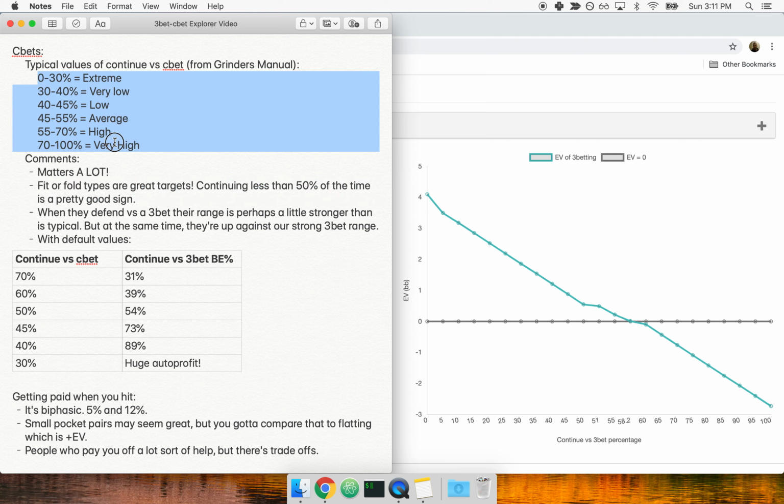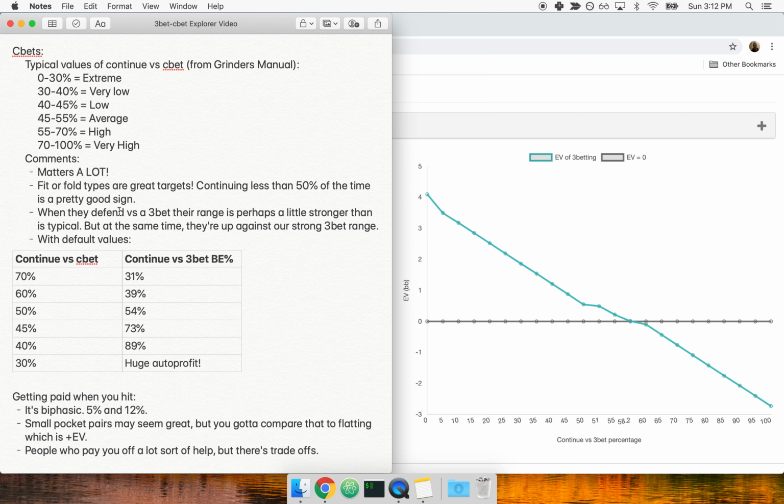Here are some typical values of what people continue versus cbets with from the Grinder's Manual. And you can see that a lot of people don't really defend quite enough.